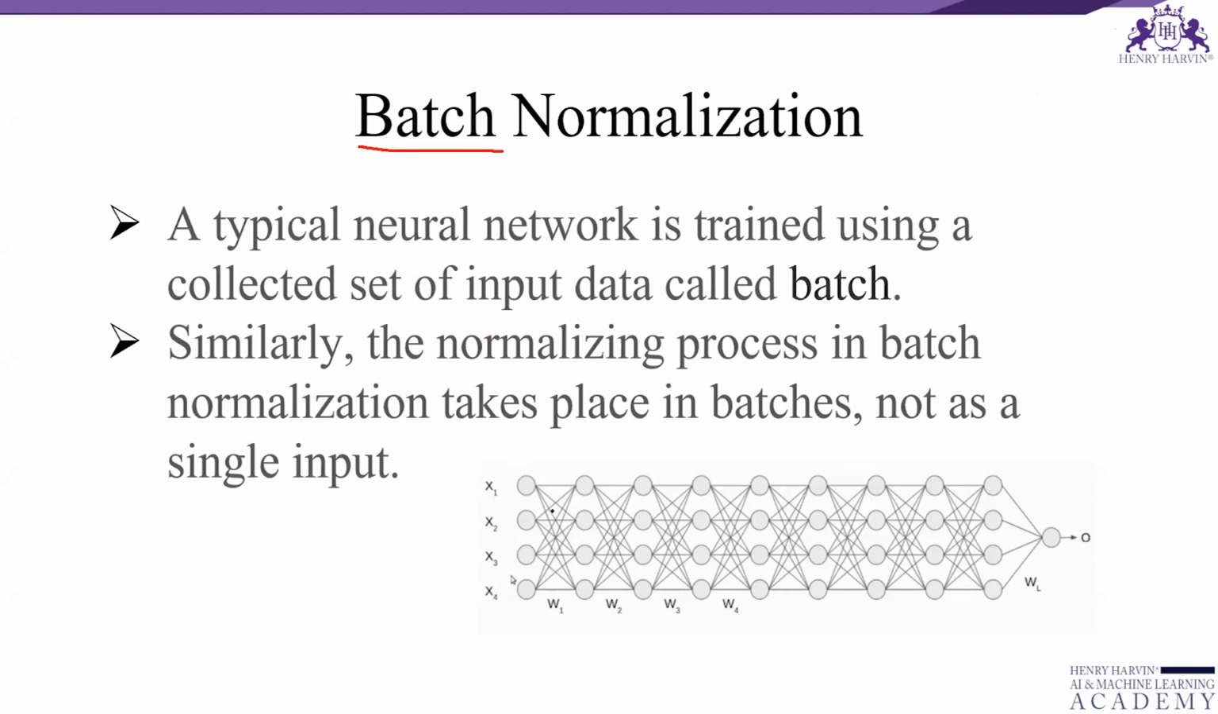Look at this diagram now. You can see 4 inputs over here: X1, X2, X3, X4. Just understand that we have a deep neural network. These are basically the inputs, and W1, W2, W3, W4 up to WL are basically the weights. L stands for the number of layers, and the activation function used here is sigmoid.